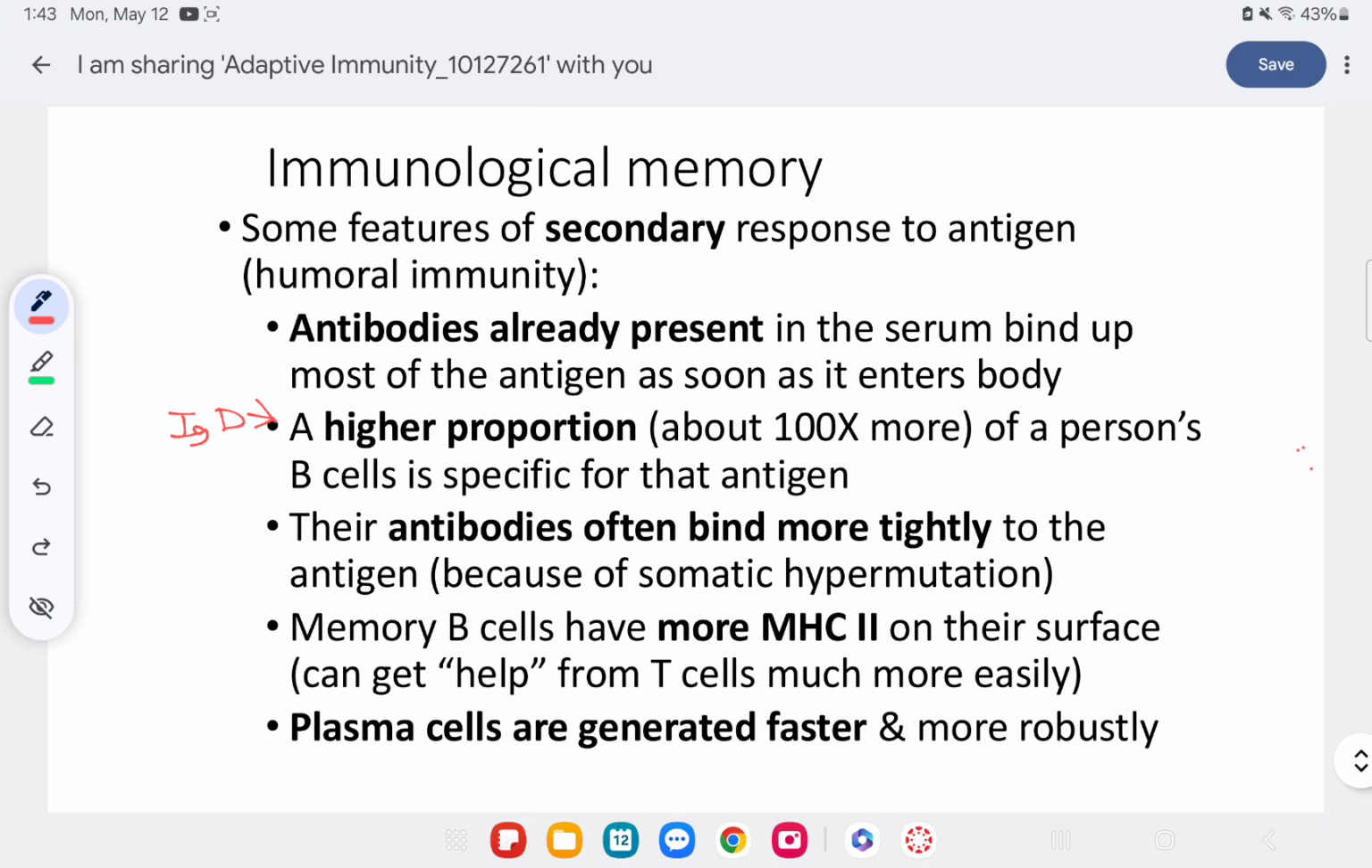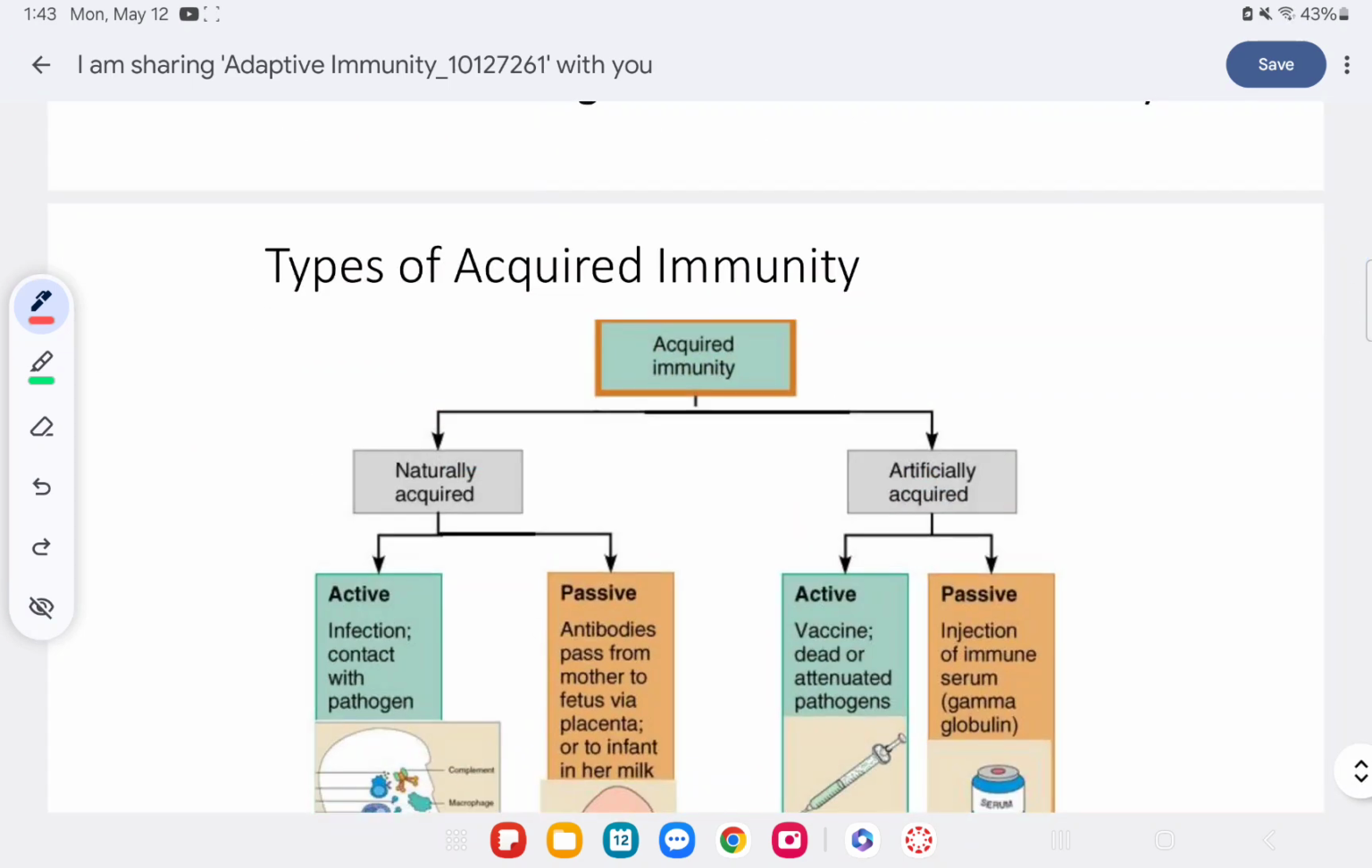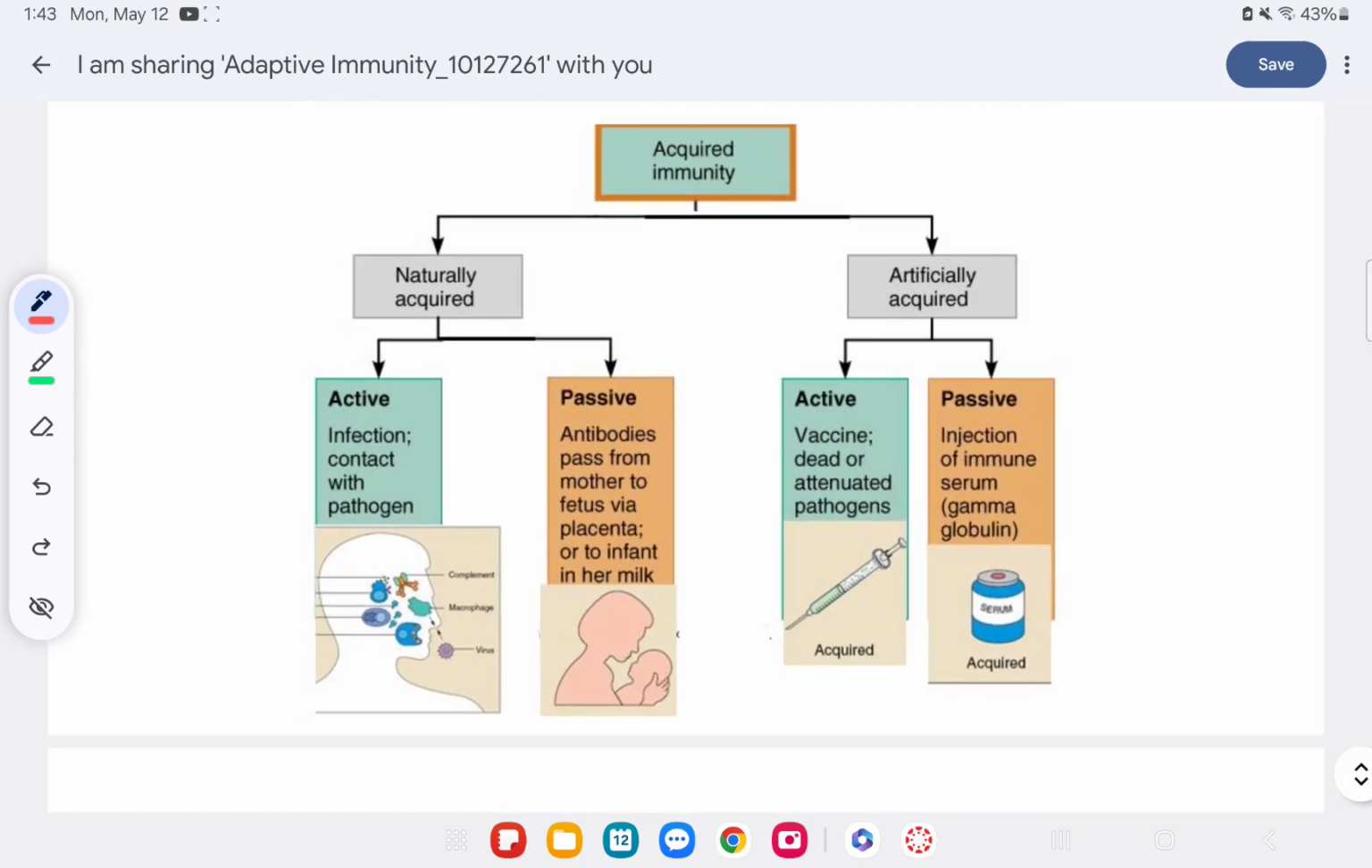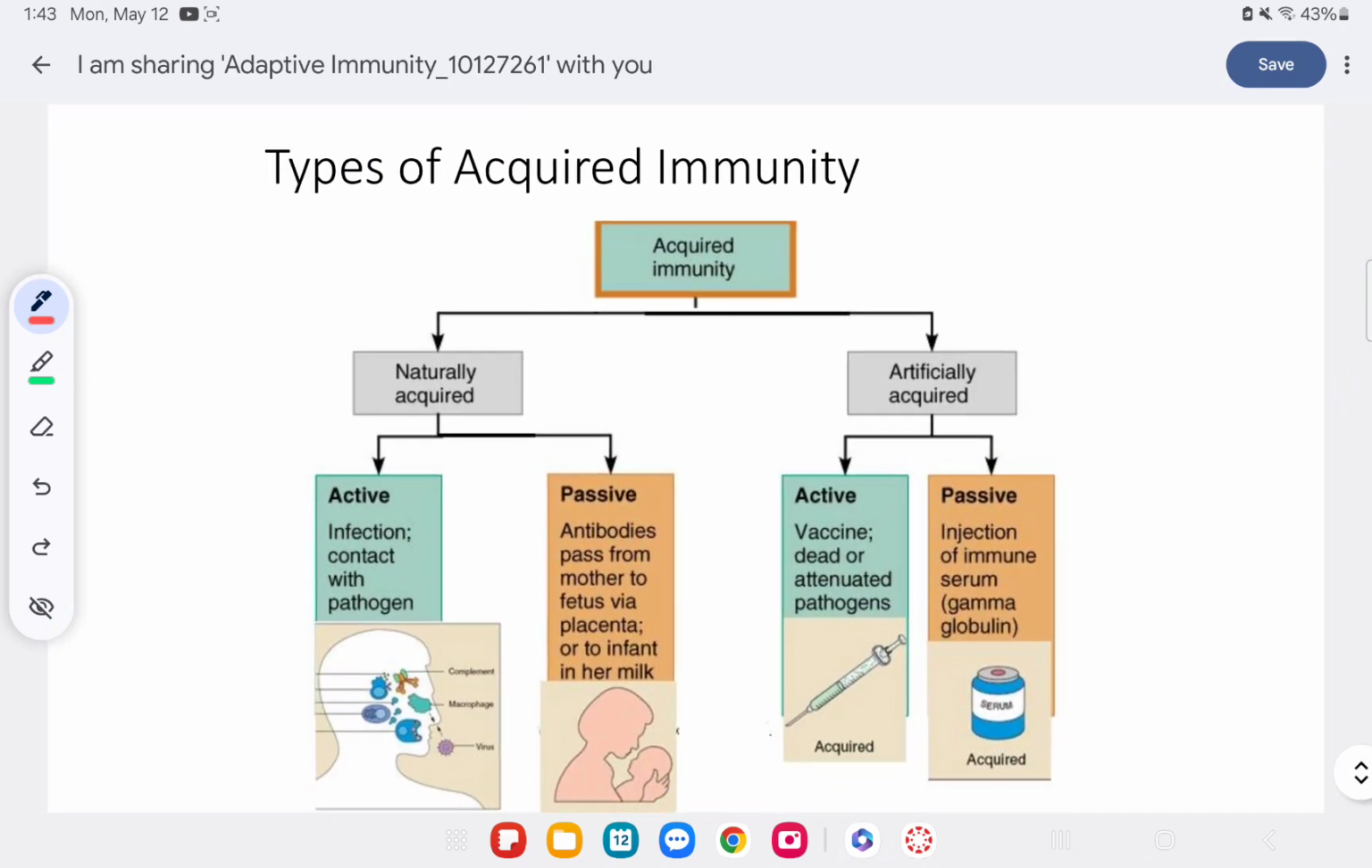They have more MHC2 on their surface, so they can get the T helper cell help faster, and so they generate plasma cells faster. It's an awesome thing to have this memory. And so this is terminology that, I'm really sorry, but you do have to know it. I've seen that it's asked on NCLEX and junk like this, so I'm sorry about the word I'm about to say.